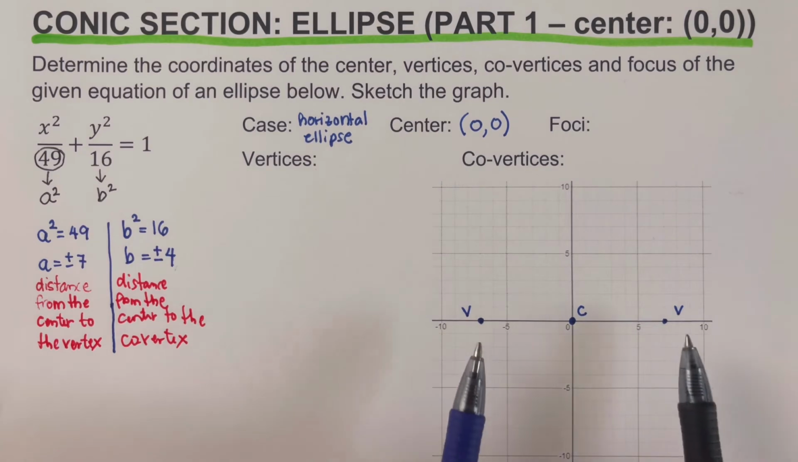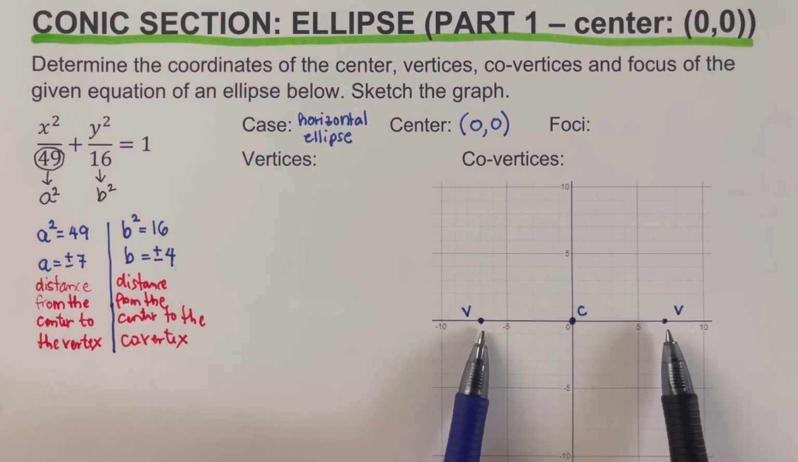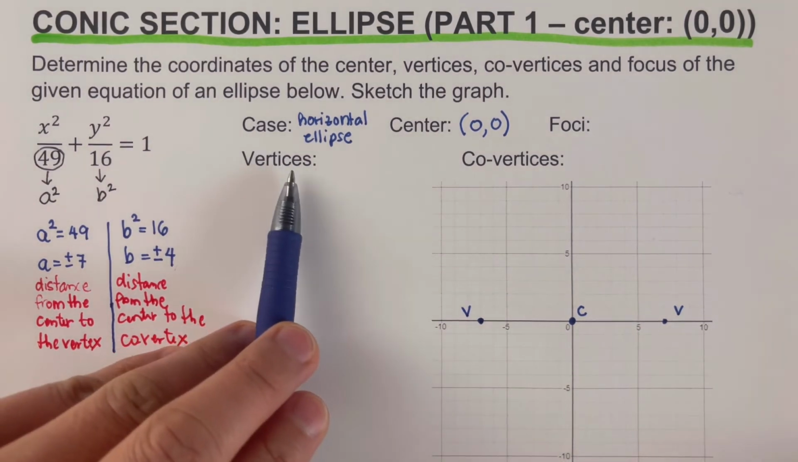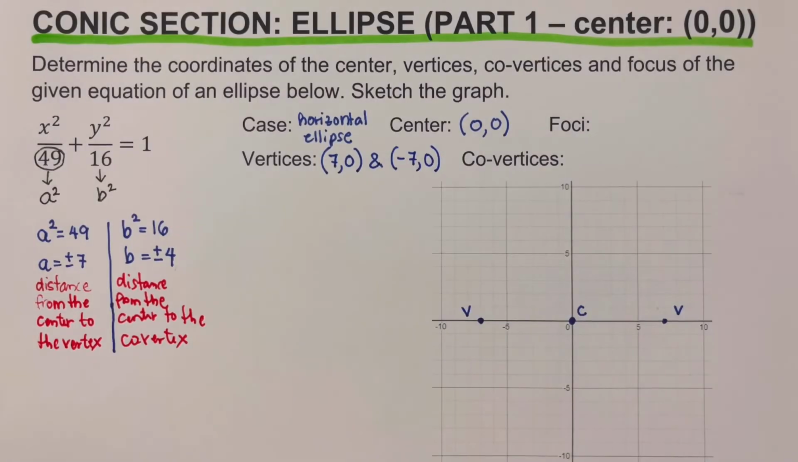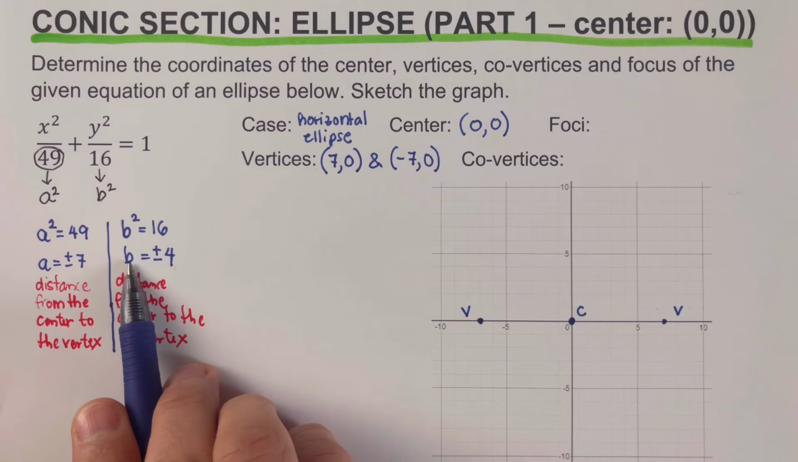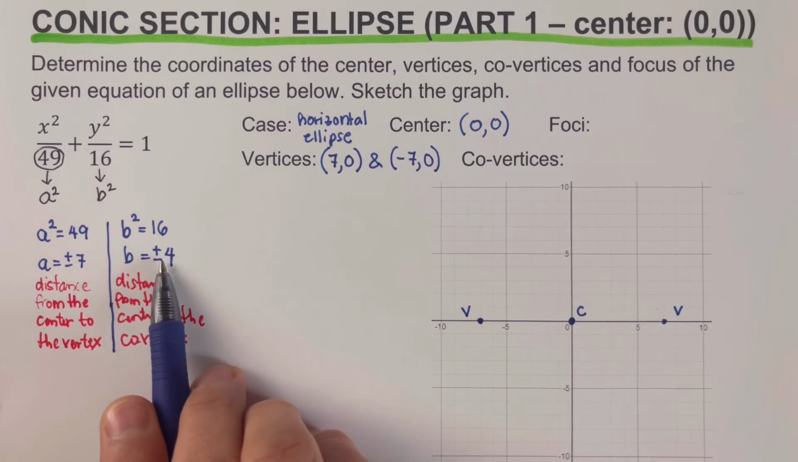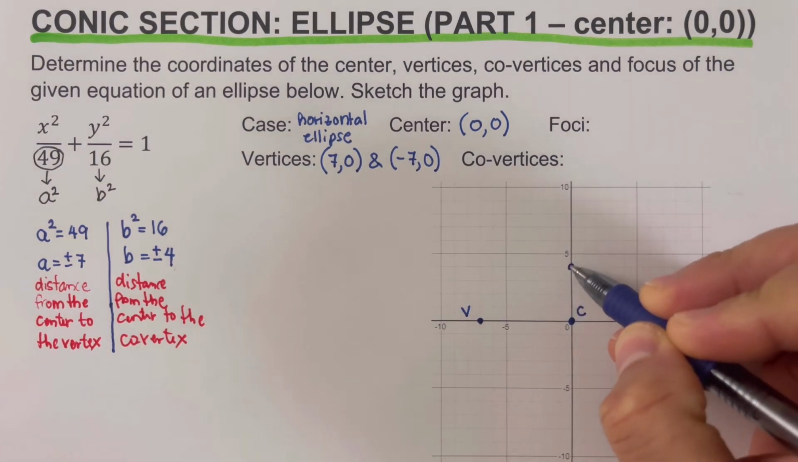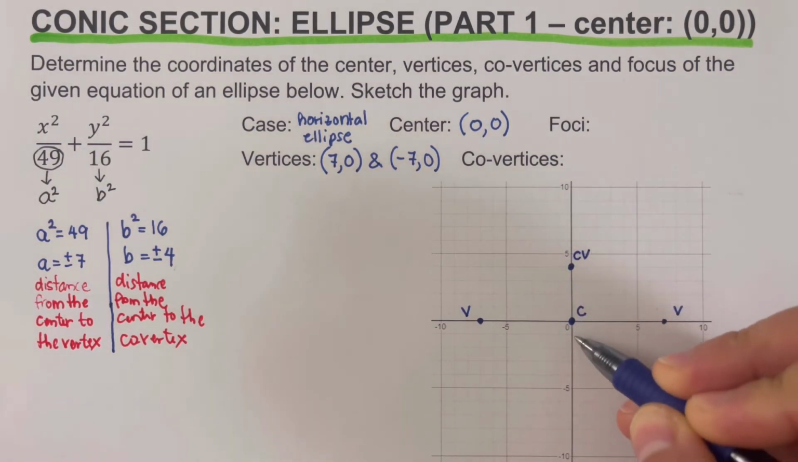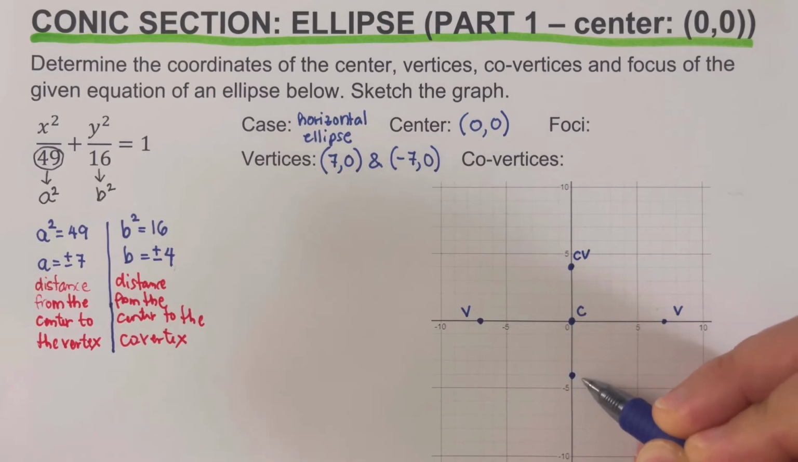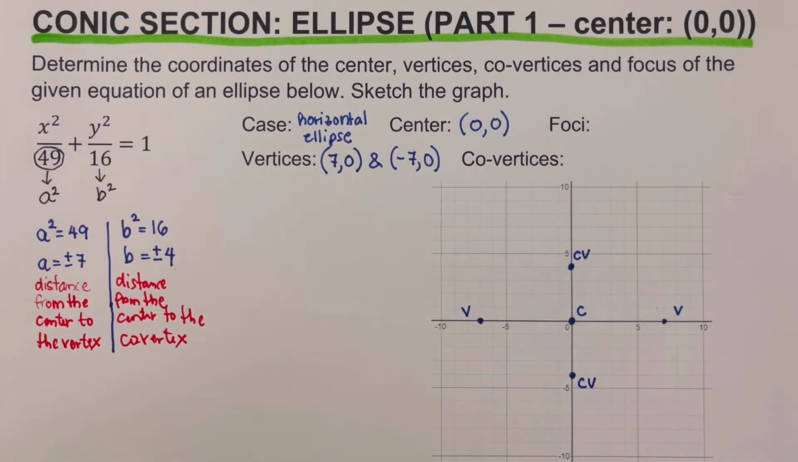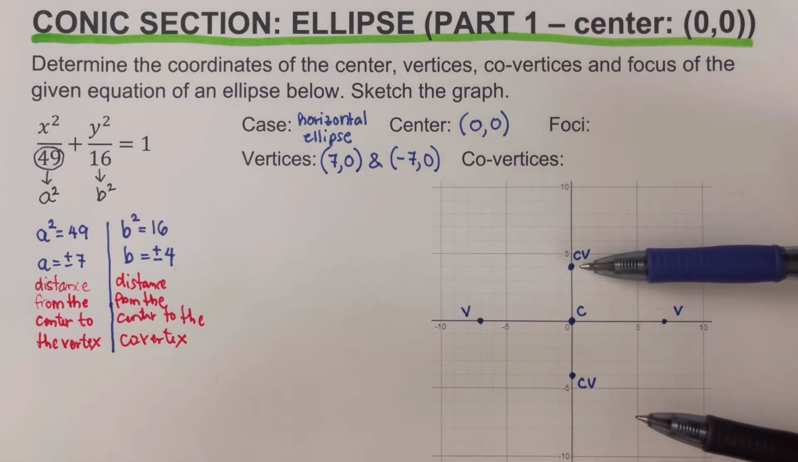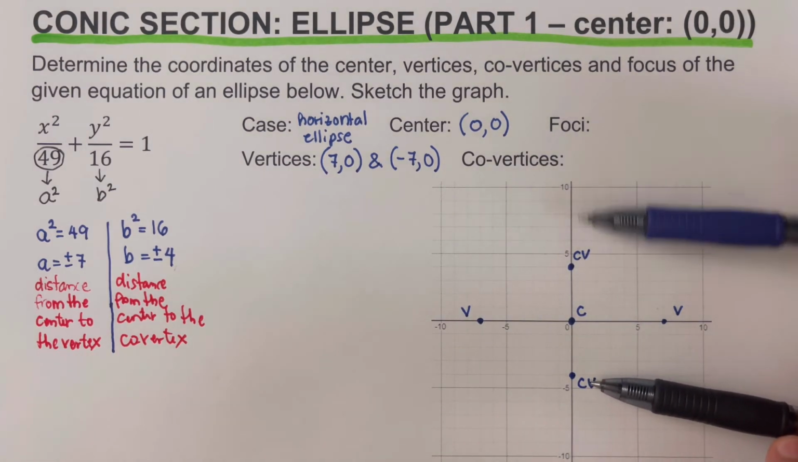Since we already have the two vertices here, I'm going to write the coordinates of these two vertices up here. Now, to find the co-vertices, remember that the letter B is the measure from the center to the co-vertex. It's going to go up and down 4. So that's 1, 2, 3, 4. So that's the co-vertex. And 1, 2, 3, 4. This is another co-vertex. So we can therefore write the coordinates of these two co-vertices up here.